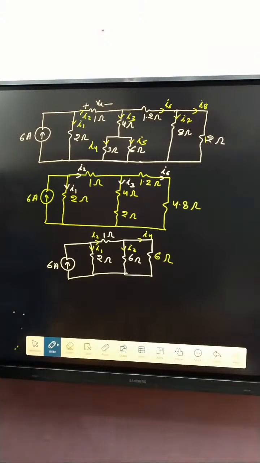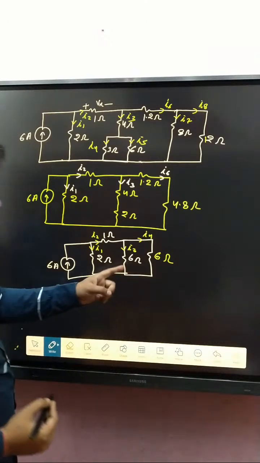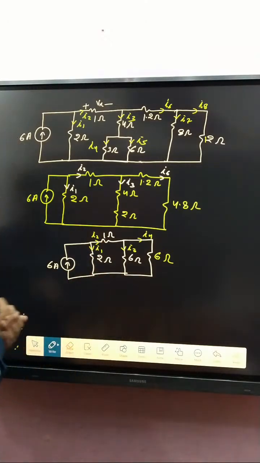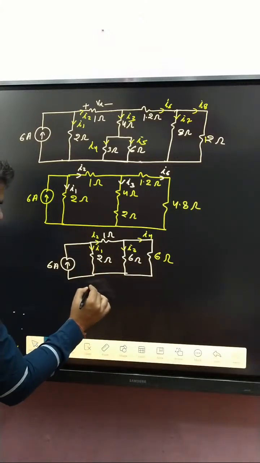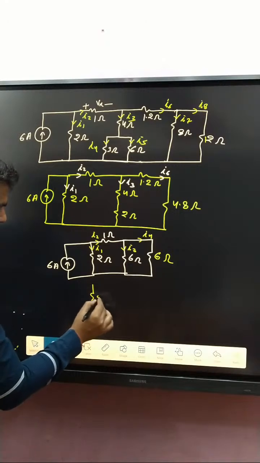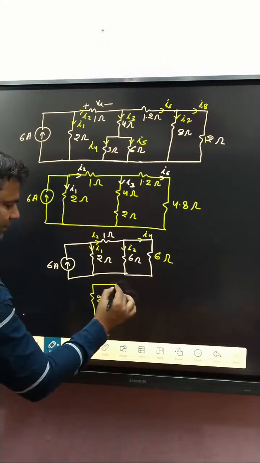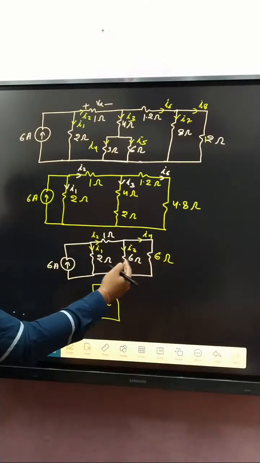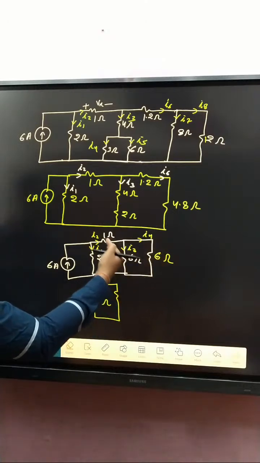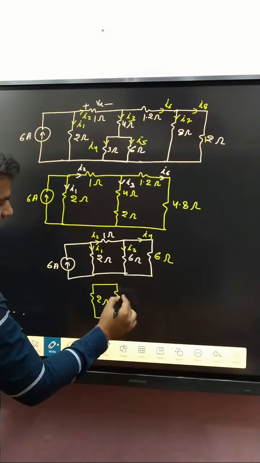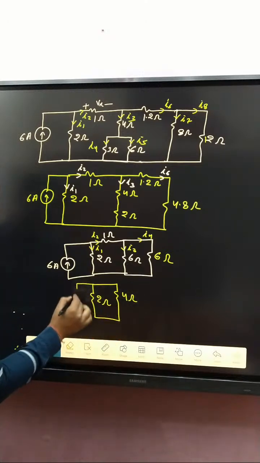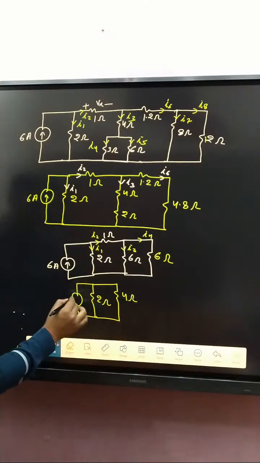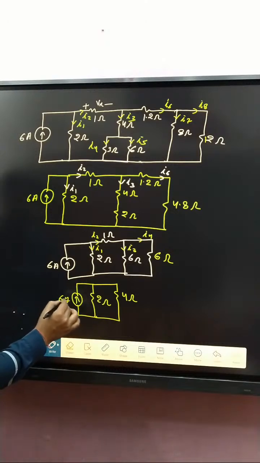Okay, now here 6, here 1, here 2. After that, the combination of these two is 3 ohm. So that one is making 2 ohm. Here, the combination of these two, 6, both are parallel, so 3, and 3 plus 1, that is how much? 4 ohm. And here the current source is given, 6 ampere.